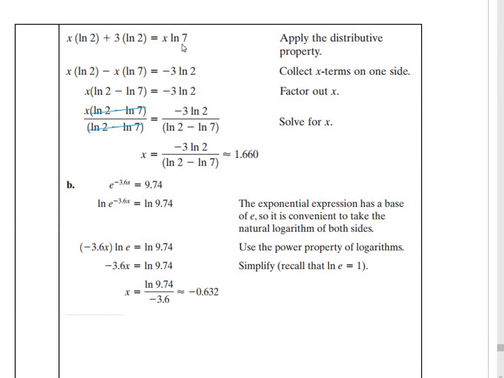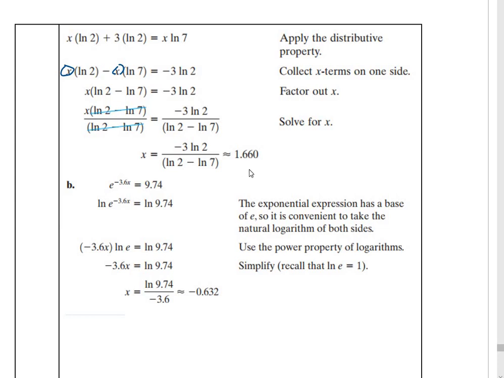So what are we going to do? Get all the x to one side, get all the numbers to the other side like we always did. Then we can take out the x here as a common factor, and we can divide by the bracket. So our answer is going to be minus 3 ln 2 over the brackets here. And that we can easily work out with our calculator. And the answer is going to be 1.660. You can just check that. Alright, so that is also very, very important.